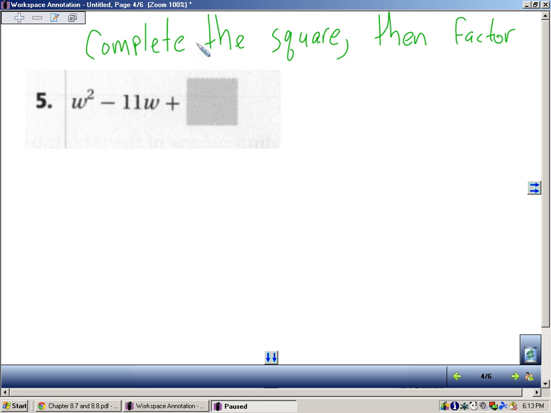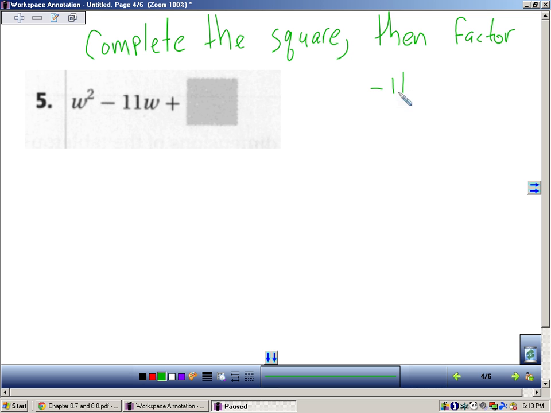Complete the square, then factor. So they're not asking us to solve for w, they're just asking us to complete the square. Well, we learned that technique. We said that you're taking half of the middle coefficient. That's because the square needs equal amount of x rectangles on either side, right? And so half of 11 turns out to be a fraction, but that's okay.